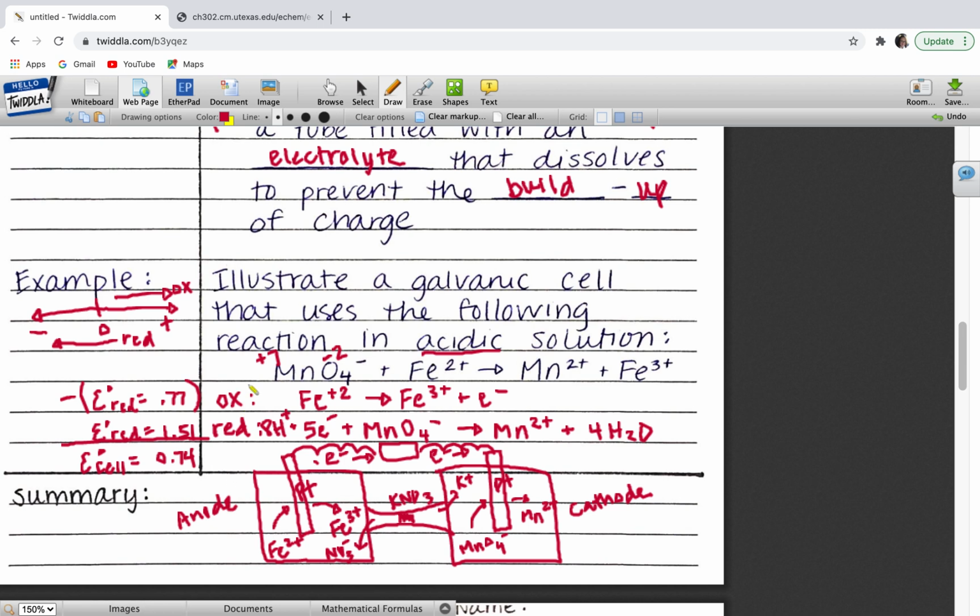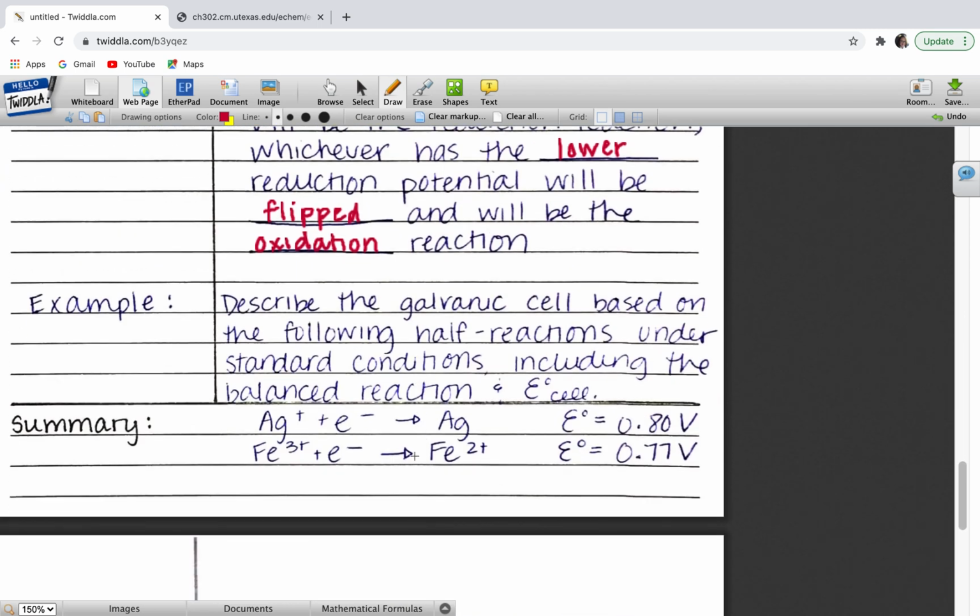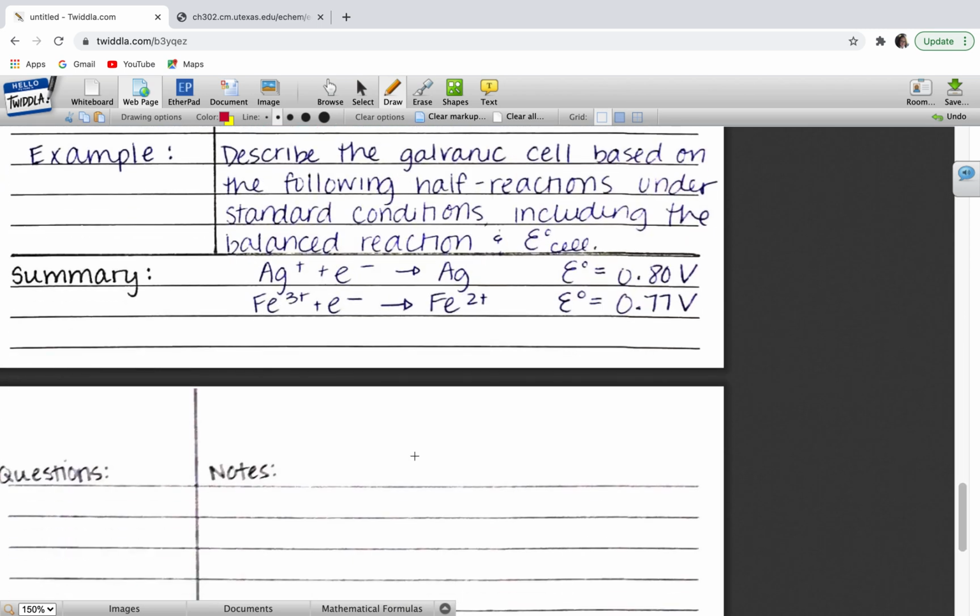Okay, so because they're all listed as reduction potentials, but I know this one gets flipped, I flip the sign on it, add them together, and that's my cell potential. And guess what, guys? That's what goes right here, 0.74. Ta-da! That would be the voltage on the cell. So there, we just illustrated a whole galvanic cell, and we calculated the cell potential, or electromotive force, if you will.